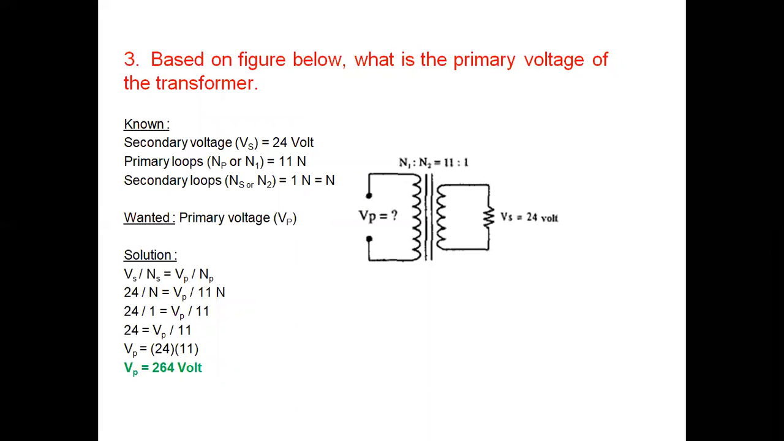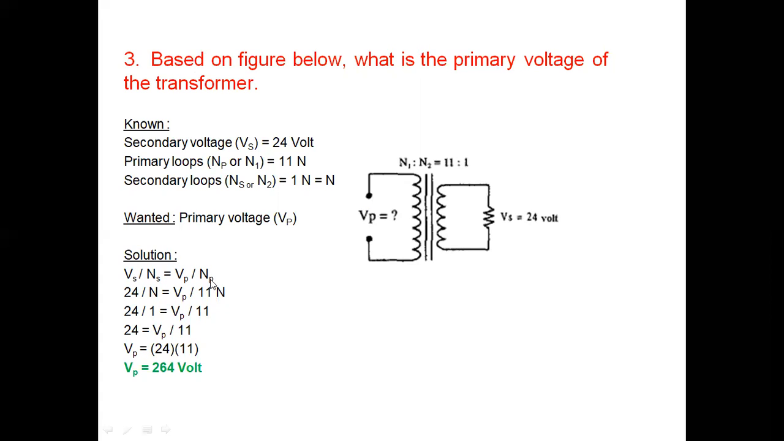Example number 3, which is based on this figure where the N1 to N2 ratio is given with value 11:1. Secondary voltage is given as 24 volt. So this is our known parameter. The unknown or wanted parameter to be calculated is what? Primary voltage VP.